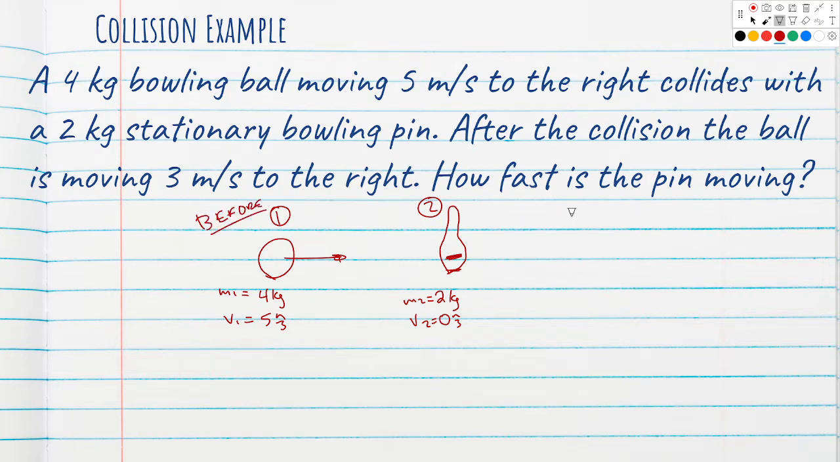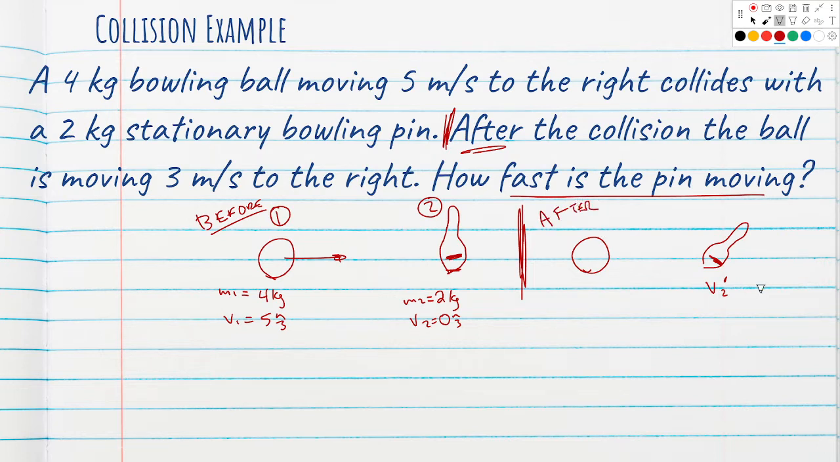Okay, so that's that before picture. Then we start over again, and it says after the collision. So you can draw a separate picture if you want. Here's that bowling ball. It's still 4 kilograms, so I won't even write that. And the pin is flying off this way somewhere. Okay? That's what we'd like to know. How fast is the pin moving? So I'm going to put V2 prime. Everything in the after picture gets a little tick mark for afterwards.